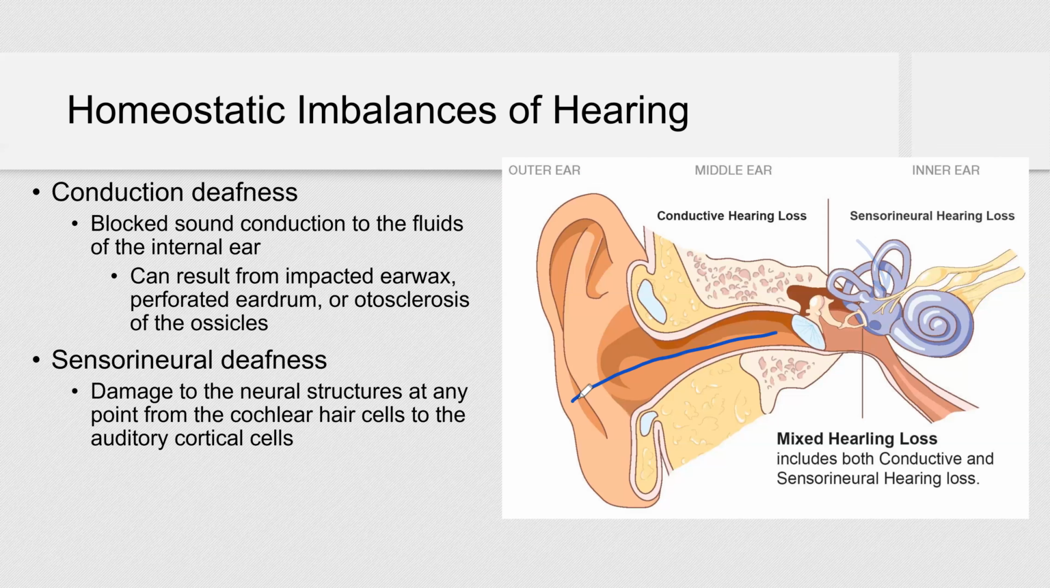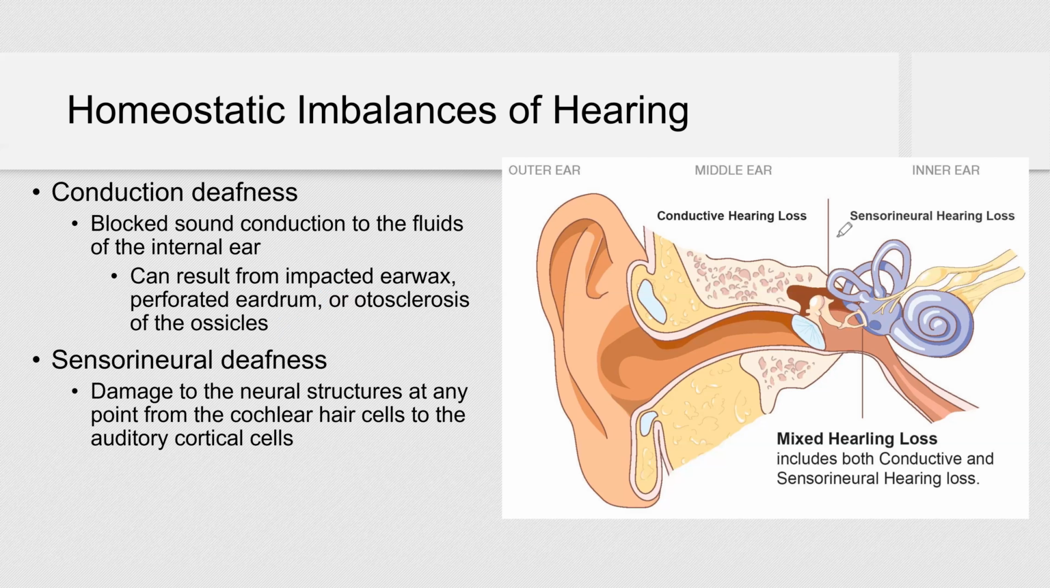If the sound does not reach these sensory structures, if sound cannot be conducted from the ear to the fluids of the internal ear, then we call it conduction deafness. It can result from impacted earwax, a perforated eardrum, or otosclerosis of the ossicles, when these joints get stiff and there is no movement within this bony structure.